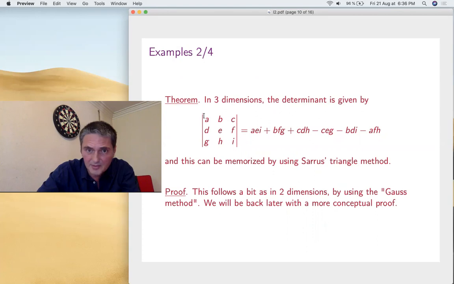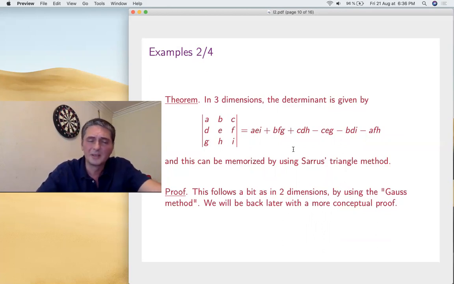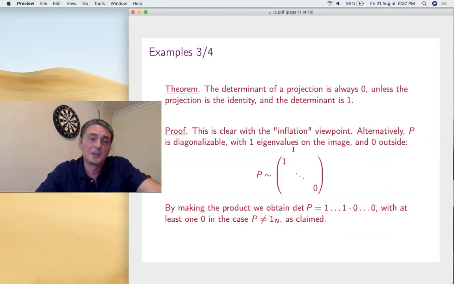In order to memorize this, you see you have 6 terms. A, E, I are common, plus, and then you have 2 triangles, B, F, G and C, D, H, which are somehow parallel to this diagonal. Then you have 3 negative terms, which are this, C, E, G, and 2 triangles which are parallel to the other diagonal. So this is a way to try to memorize this. This is extremely useful. For the proof, we'll see in a second. It can be proved, like in 2 dimensions, with Gauss, but we'll see in a second a more conceptual proof.